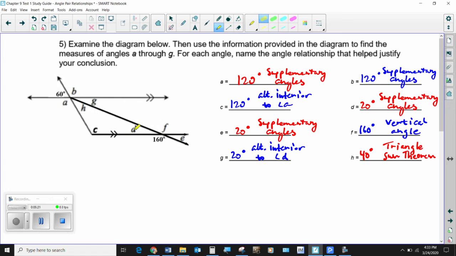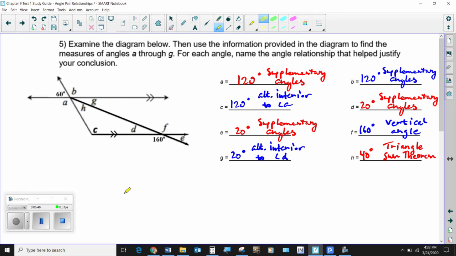Angle D. This is supplementary to this 160-degree angle, which means it must be 20 degrees. And angle E, you could say, is either vertical to D, making it 20 degrees, or it's supplementary to 160 degrees, making it 20 degrees as well. And then F is vertical to the 160 degrees, so that's got to be 160 degrees.